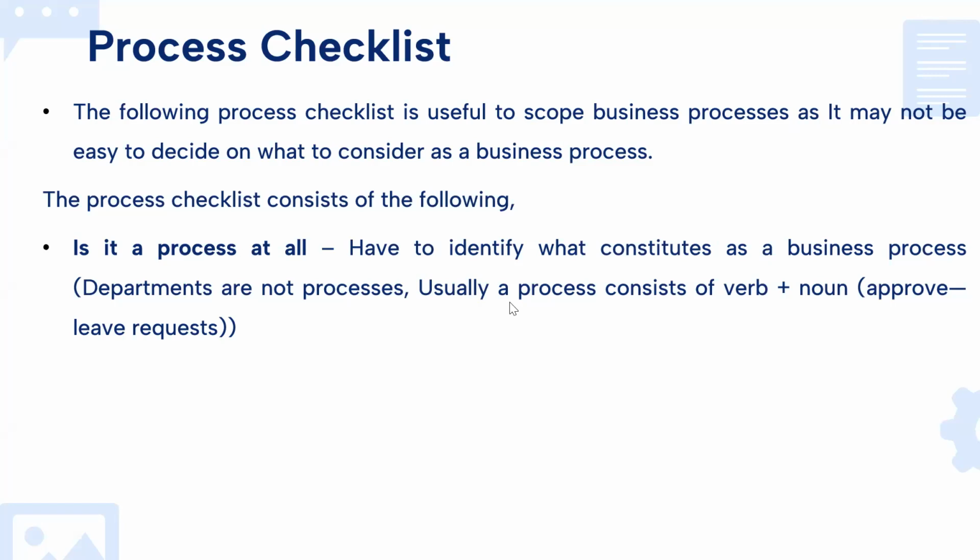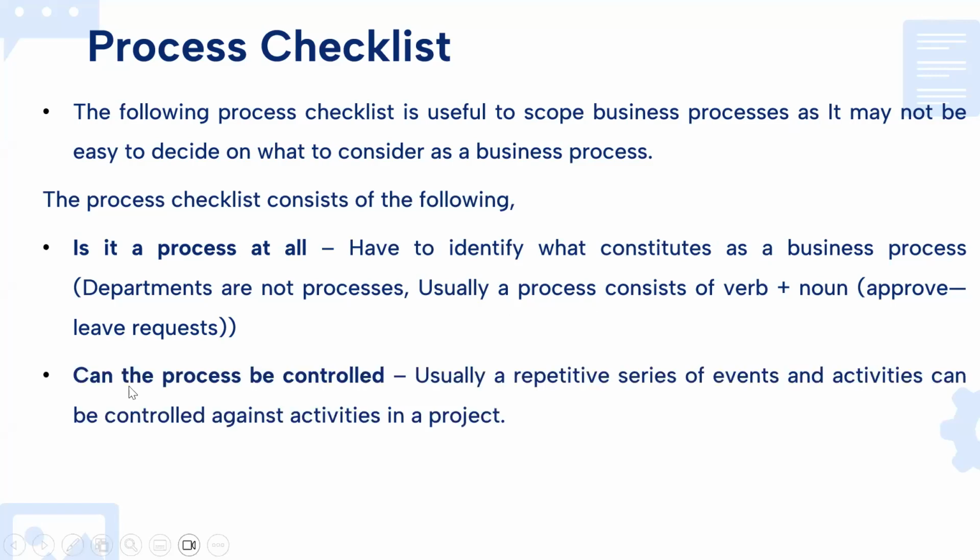Usually a process consists of a verb plus a noun. For example, in the reference reading book, there is approval of leave request. That's a particular process. It has a verb plus a noun. That's how you identify whether it's a process or not. And the second one is, can the process be controlled? Can anybody explain what that means? Kavindi, would you be able to explain?